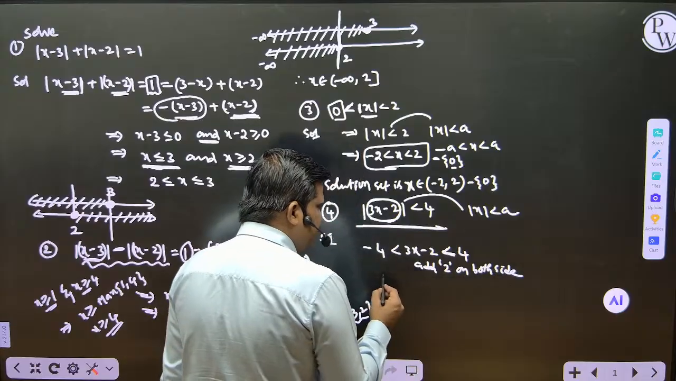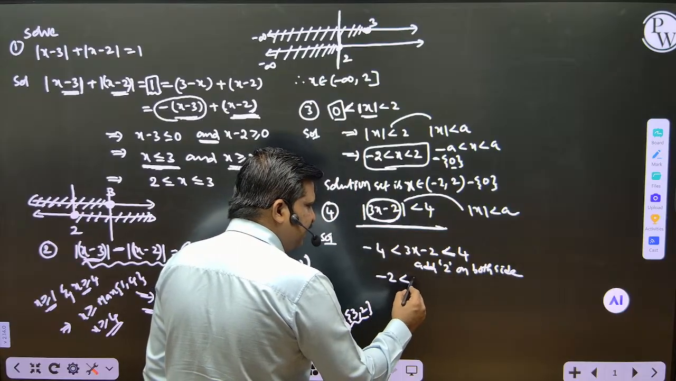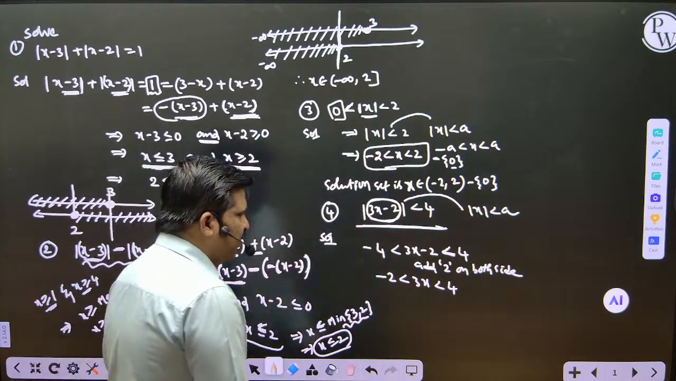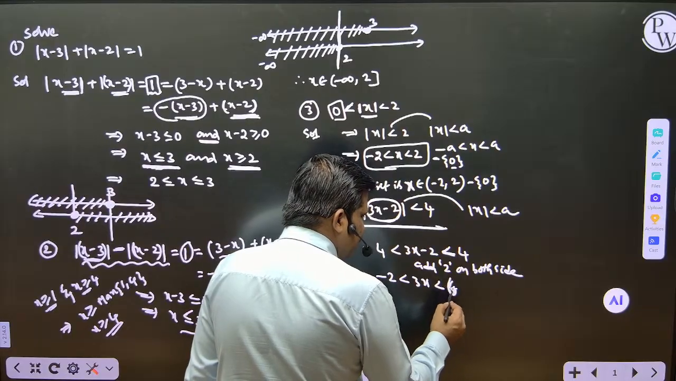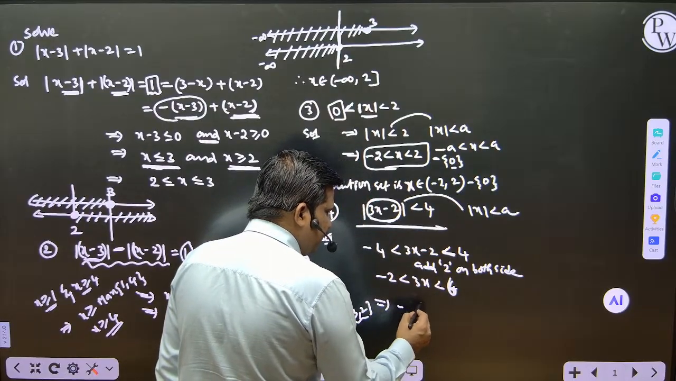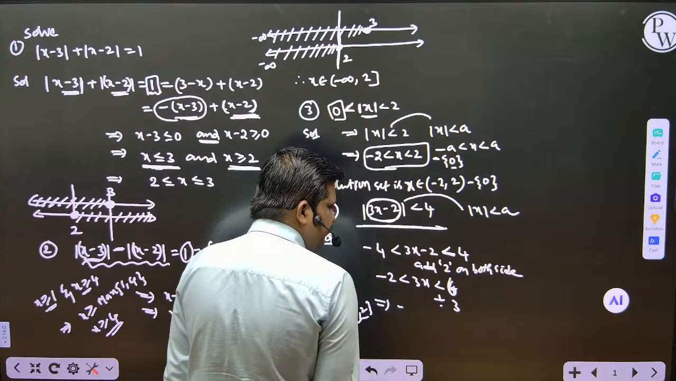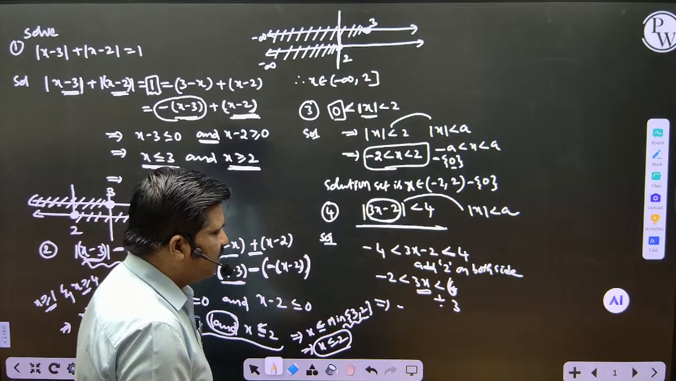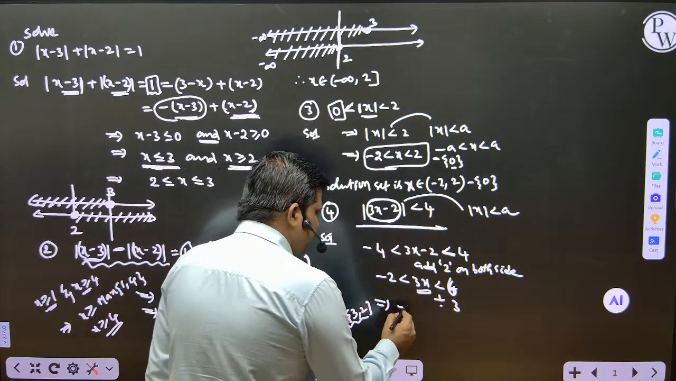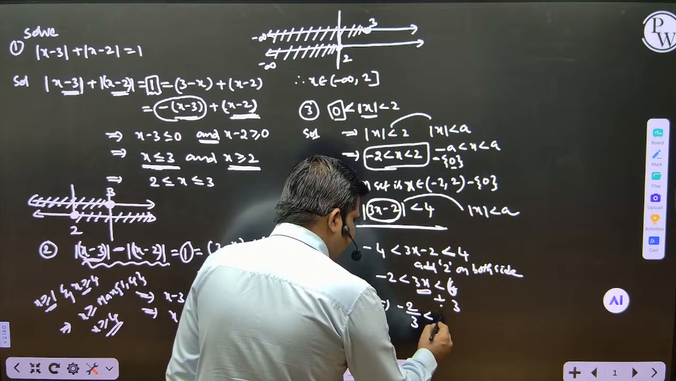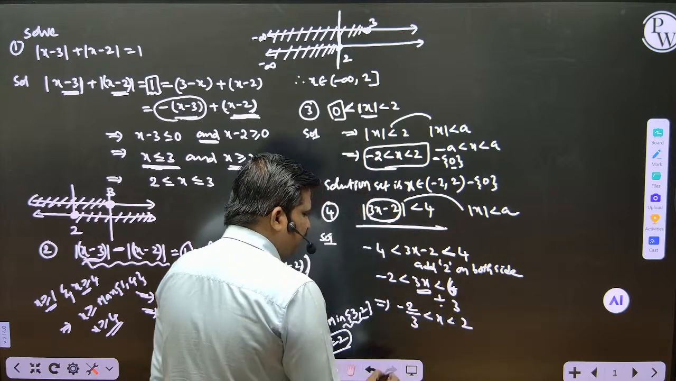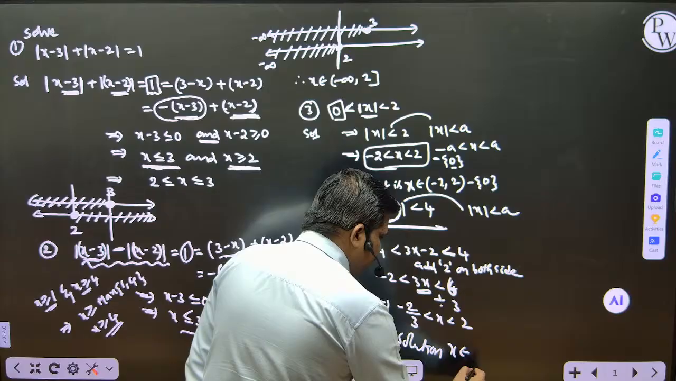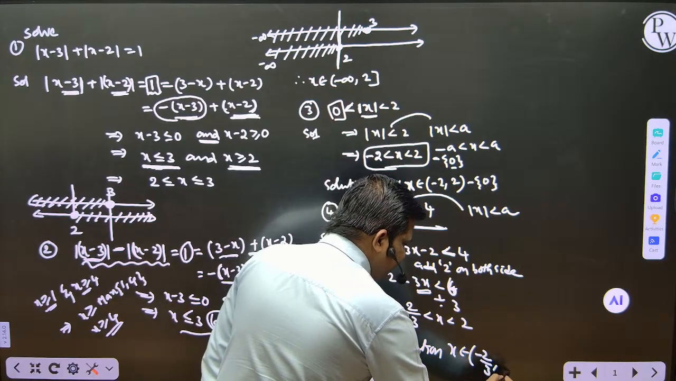Then what happened? Minus 2 less than 3x less than 4 plus 2, which is 6. Later divide by 3. You are dividing by a positive number, so the inequality will not change. Minus 2 by 3 less than x less than 2. Therefore the solution is x belongs to (-2/3, 2).